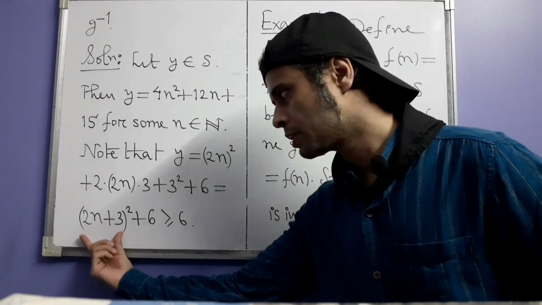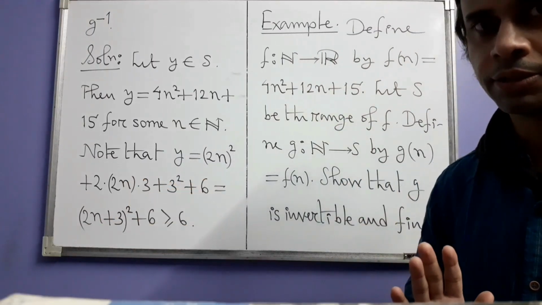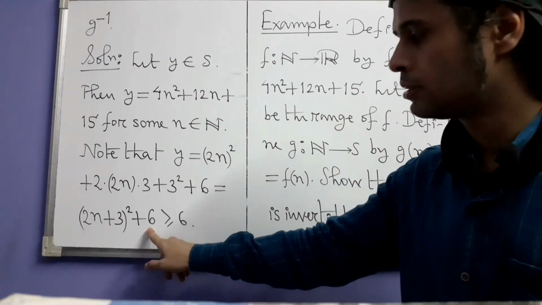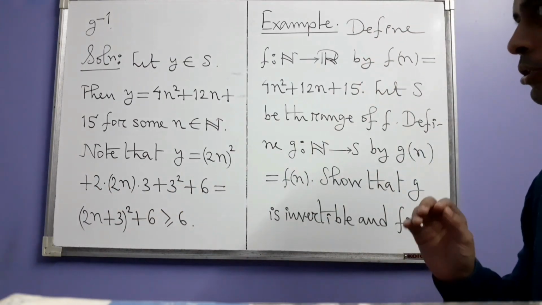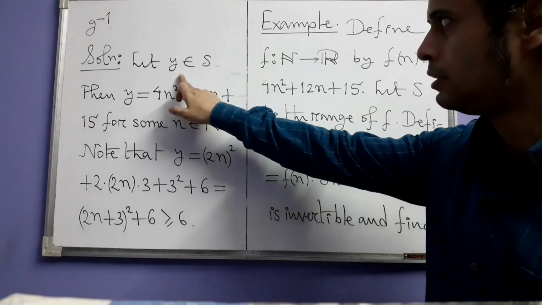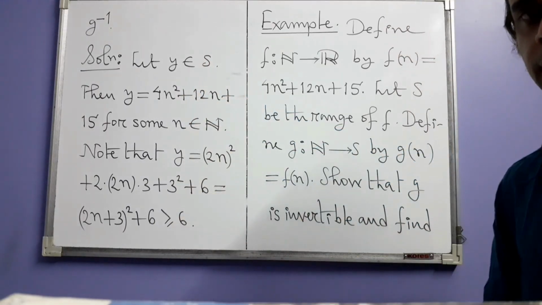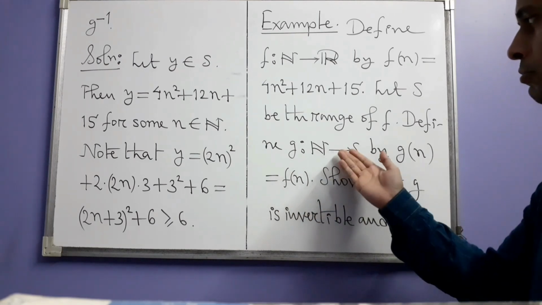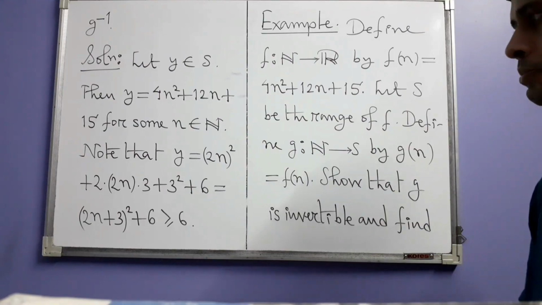Because it's a perfect square, it can never be negative, it's greater than or equal to 0. So you have plus 6, so this entire thing will be greater than or equal to 6. So you learn the fact that any element in S is greater than or equal to 6. And now we will define that other function which will map S into N and show that f is invertible.